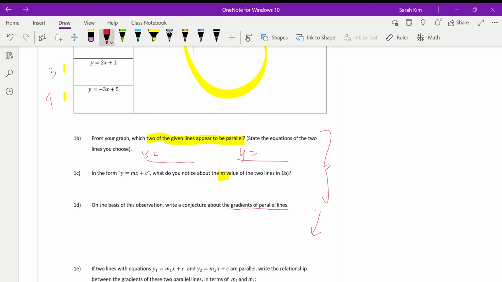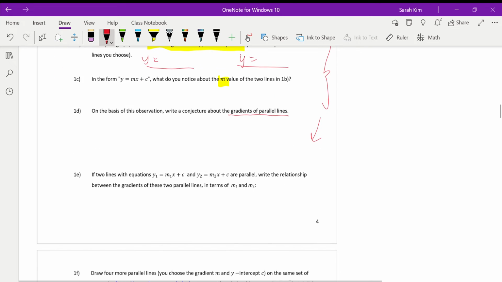Once you do D and you've got a little bit of a rule for yourself, you should be able to answer 1E. You've got your m values, m1 and m2. These two equations are parallel, so you should be able to write some sort of equation in terms of m1 and m2. Write a relationship, meaning an equation, between m1 and m2. How do I relate them to each other? What are they to each other?